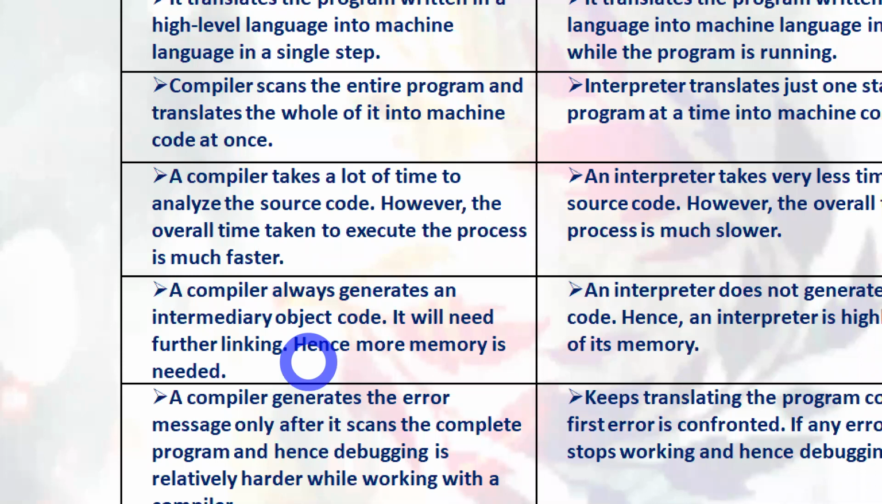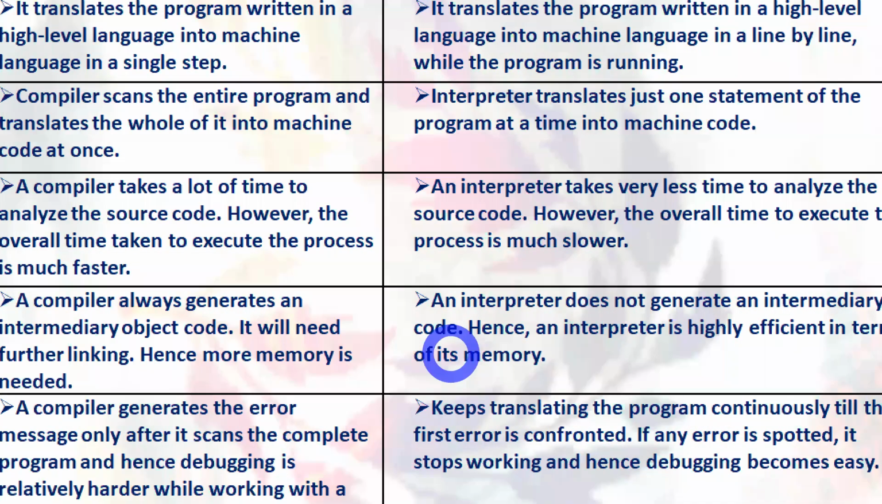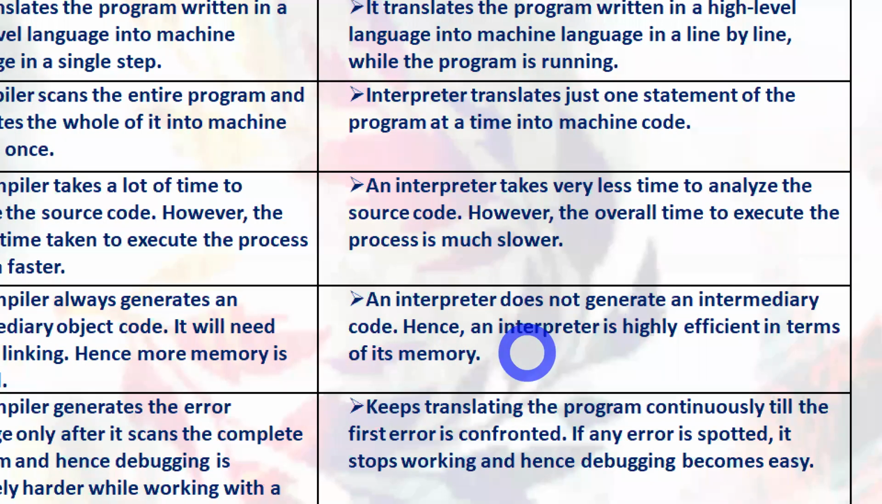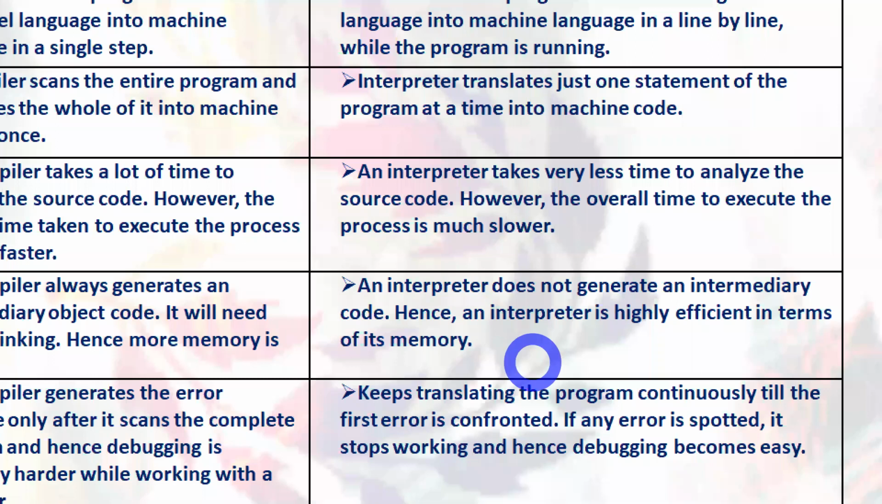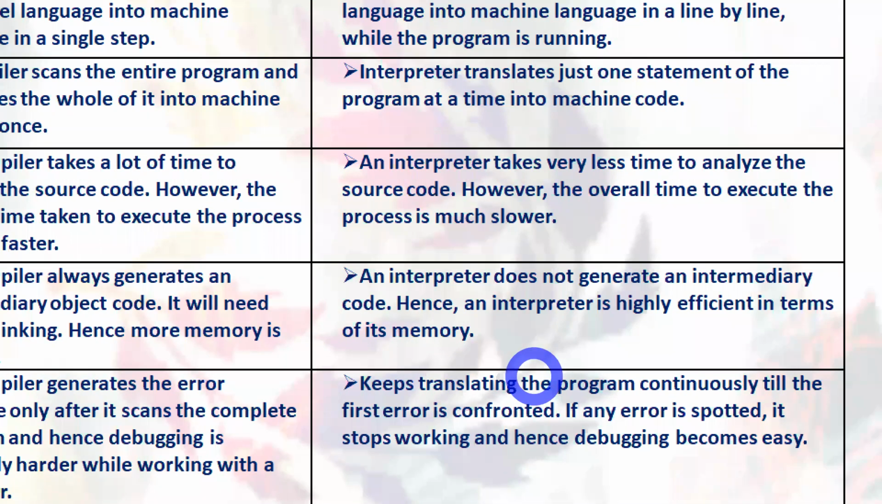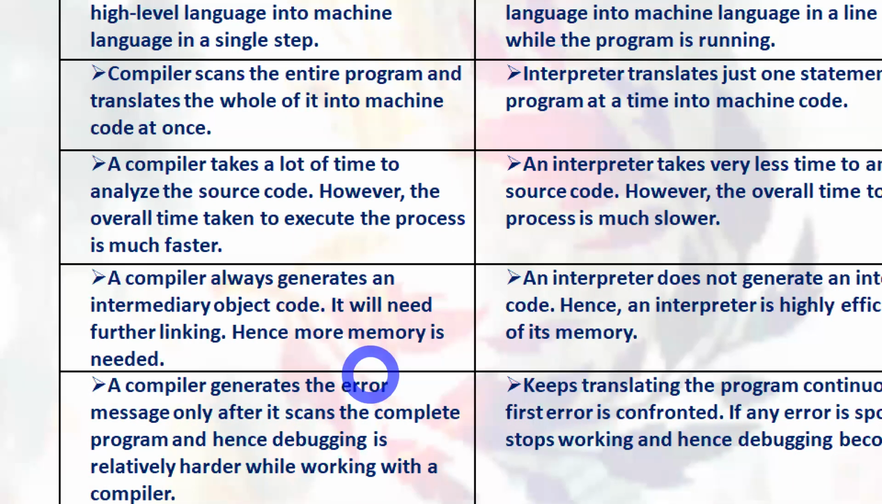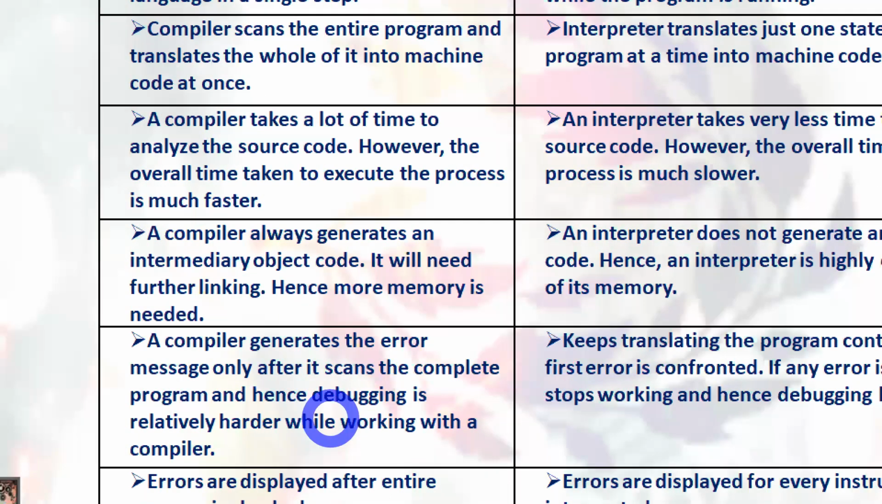See, a compiler always generates an intermediary code called object code or assembly code. So it will need further linking, hence more memory is needed. A compiler utilizes more memory. But coming to the interpreter, it does not generate any intermediary code, so no assemblies or object codes are generated. That's why its memory usage is very efficient. It uses very little memory to process and execute the conversion of high level instructions into machine level instructions.